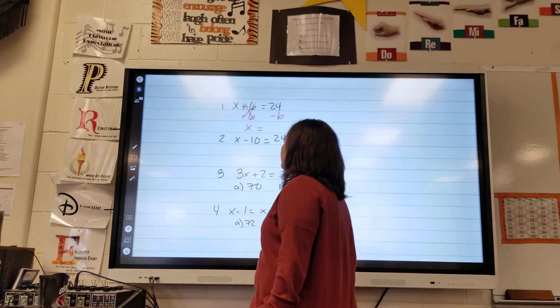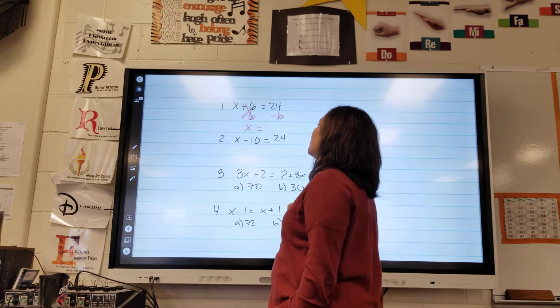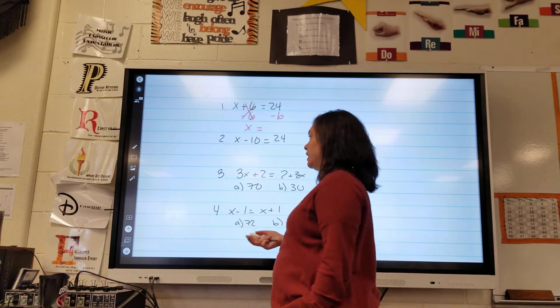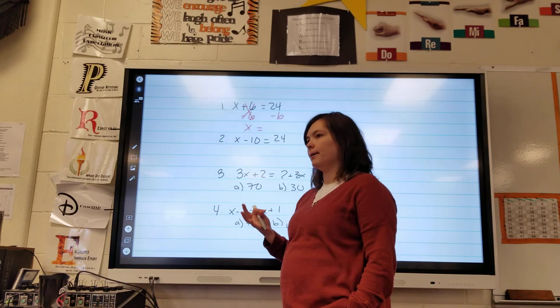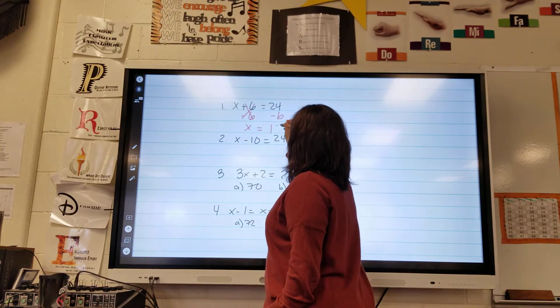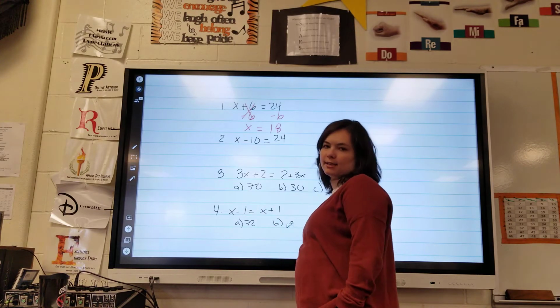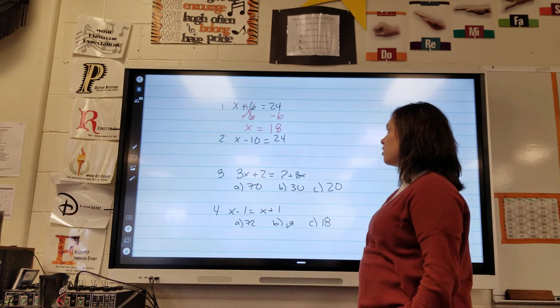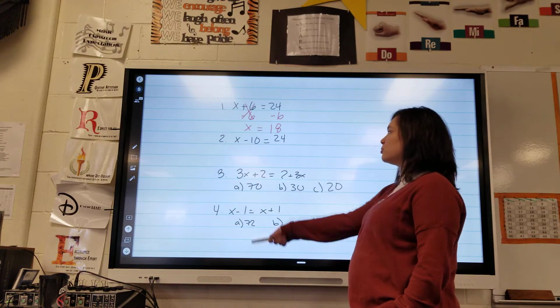And x is now equal to 24 minus 6, which we know to be 18. Yes, 18. So x is equal to 18. So there's your first way of solving. What if you have subtraction instead?